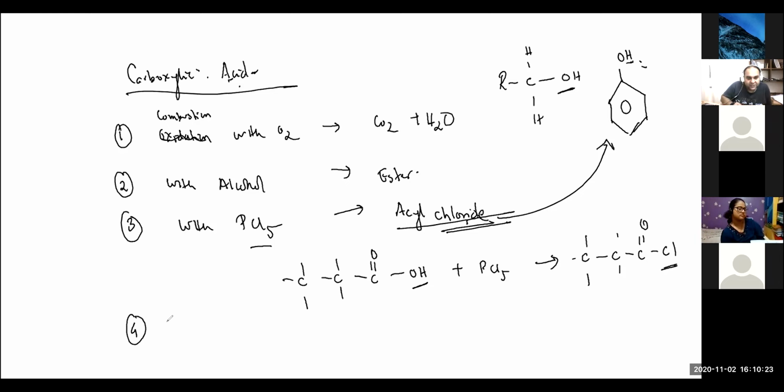Our number 4 is reduction of carboxylic acid. If you remember the flow chart, carboxylic acid can go down to form what? Aldehyde. Aldehyde can then further go down to form alcohol. So reduction of carboxylic acid forms alcohol.